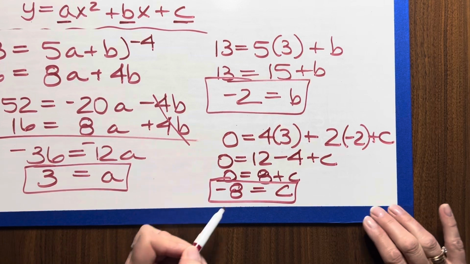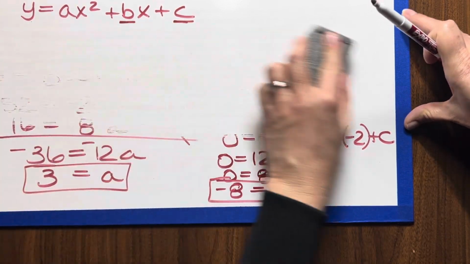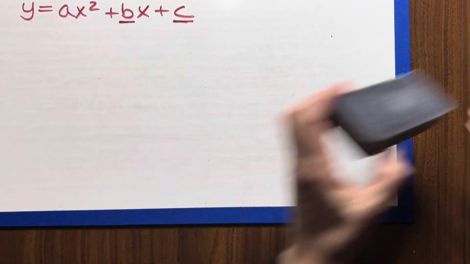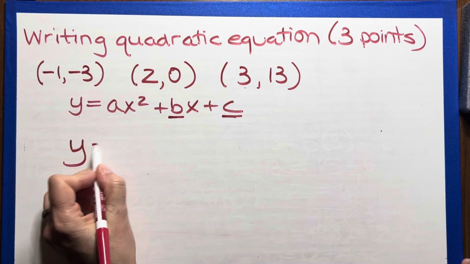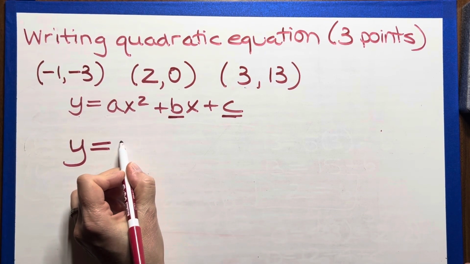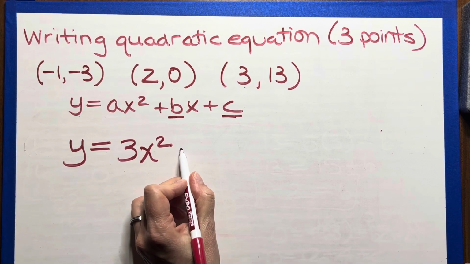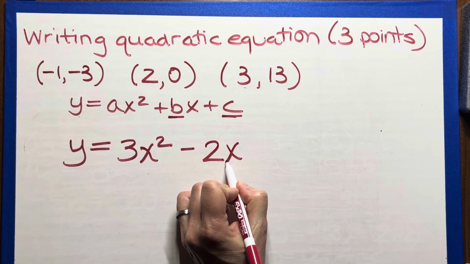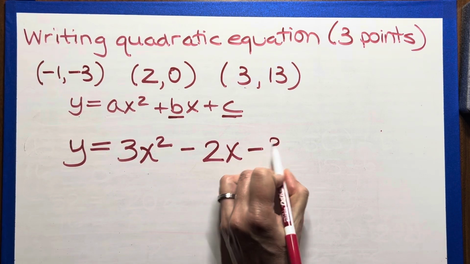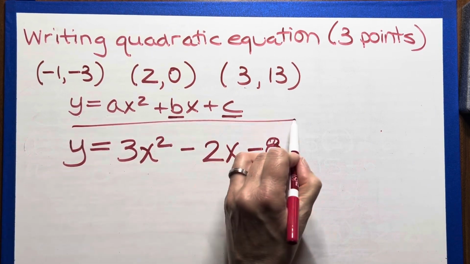So we have our 3 values. Now I need to plug those in so that it is in standard form. So y equals, my a was 3, so it's 3x squared. My b was -2, so it's -2x. And my c was -8. So here is my quadratic equation.